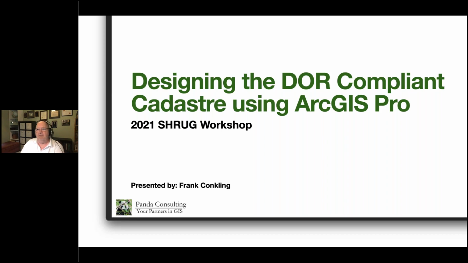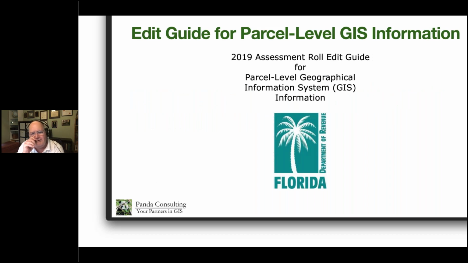So hopefully everyone that's in here is someone who has something to do with parcel mapping, because that's really what this is about. This is about looking at the differences between ArcMap and ArcGIS Pro and making sure that whatever we put together is DOR compliant using this. And what we're going to do is use the edit guide for parcel level GIS information that the Department of Revenue publishes.